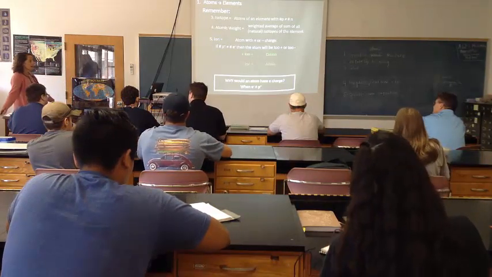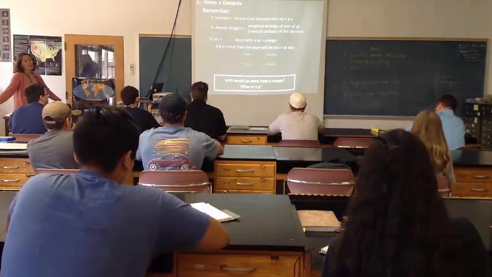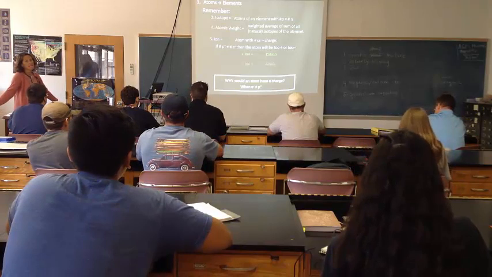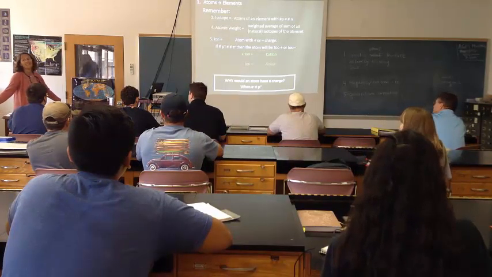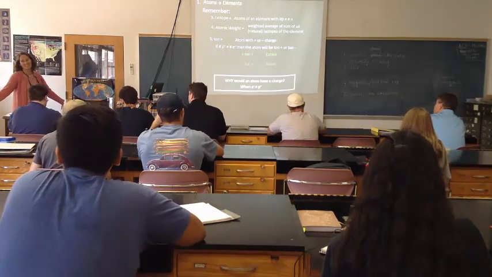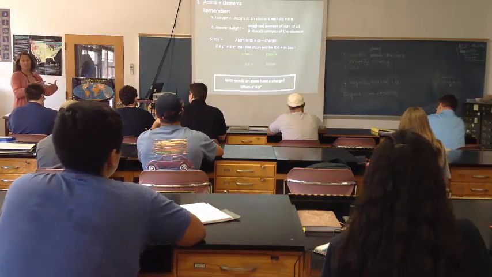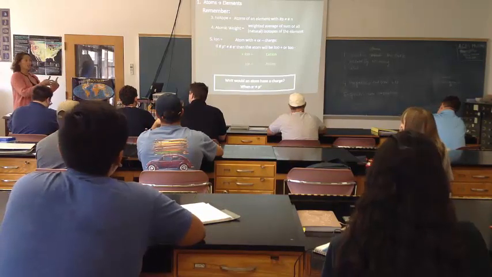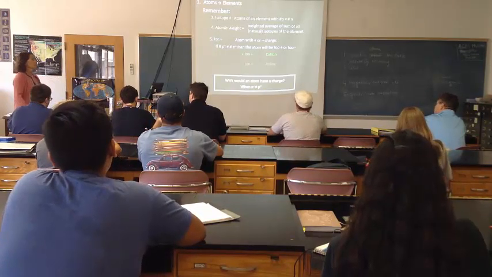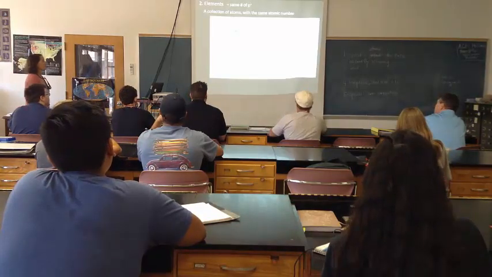Why do we care about cations and anions? Bonds. Say again? Bonds. What about bonds? They form bonds. They can bond together because they have this attraction. Okay, a positive and a negative will attract. Okay, so that's exactly right.